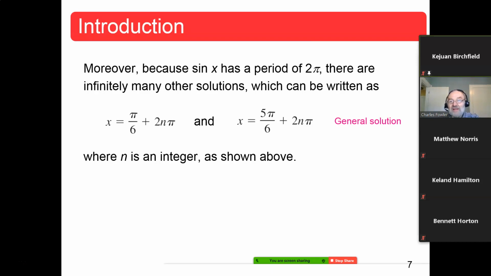So anyway, there is your solution. These are called your general solutions because that includes every possible value.